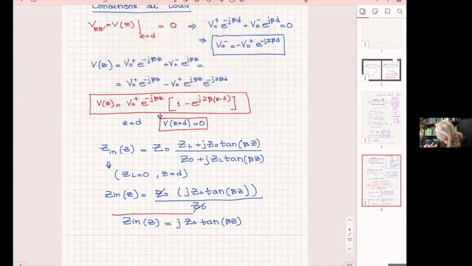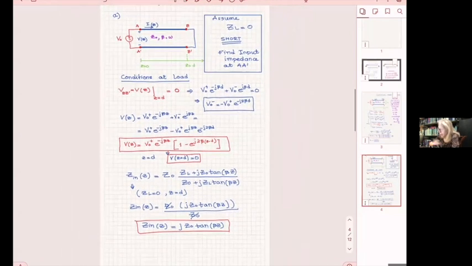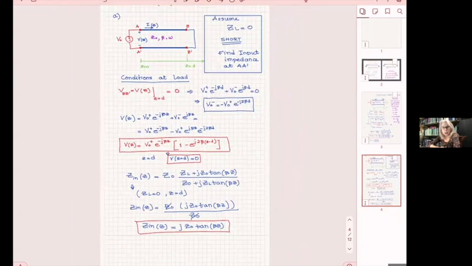And then tell me what you observe. What happens when your line is short-circuited at the end? What happens to the input impedance everywhere on the line?